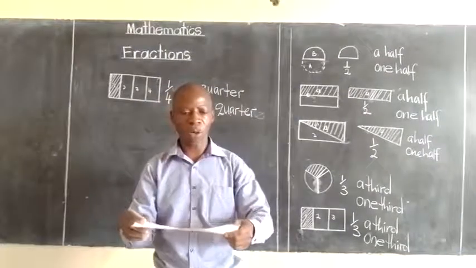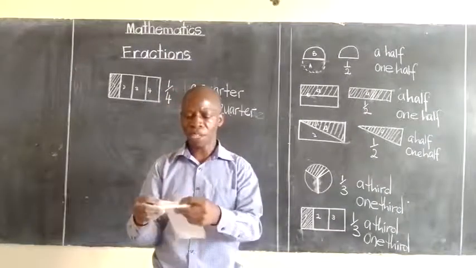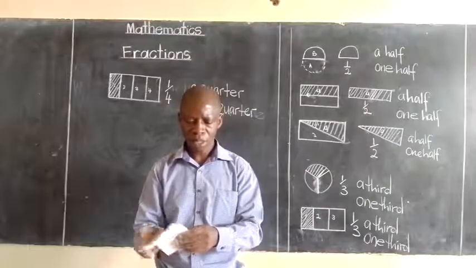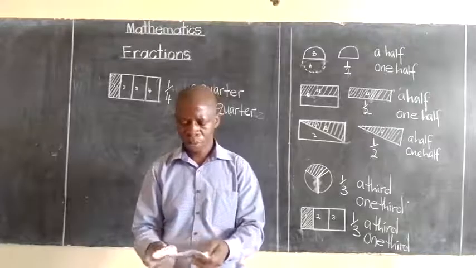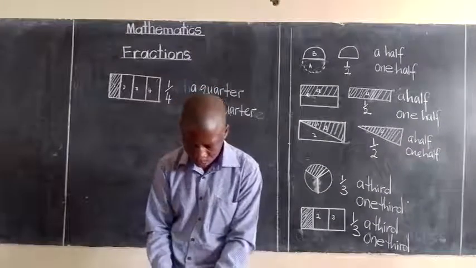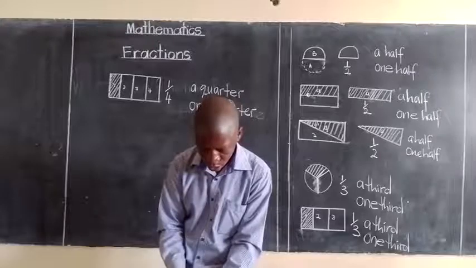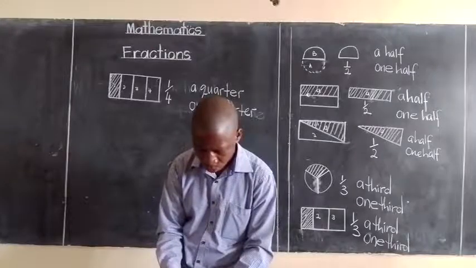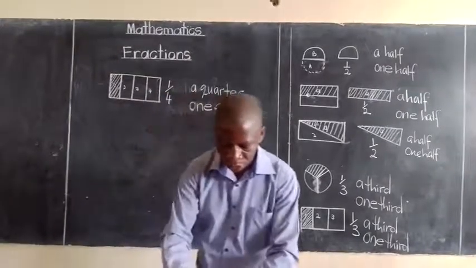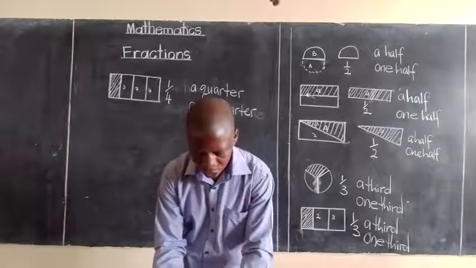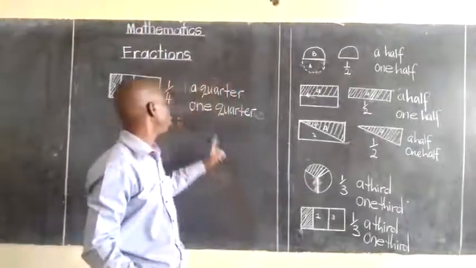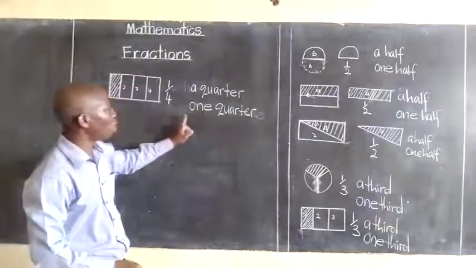This time we have this one, our piece of paper. And we are dividing it into 4 parts. It has been divided into 4 parts. But the moment we remove one part, then we call that one 1 out of 4, which is written as a quarter. Or still better, 1 quarter.